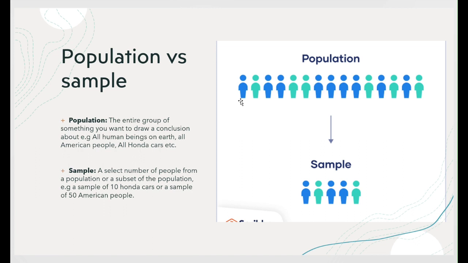And similarly, this example could apply to anything else. For example, if you want to know how many cars have a horsepower of above 100, in that case your population would be all of the cars, perhaps all the cars of every brand. And then maybe if you take 10 random cars, or maybe if you take all of the Honda cars, that would be a sample of this population. So hopefully that makes sense.